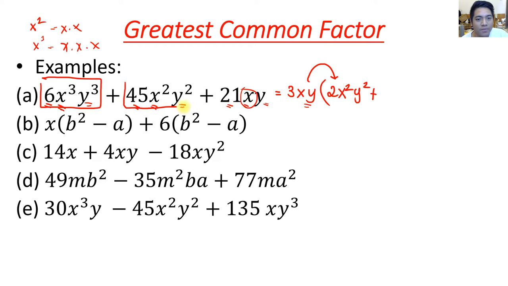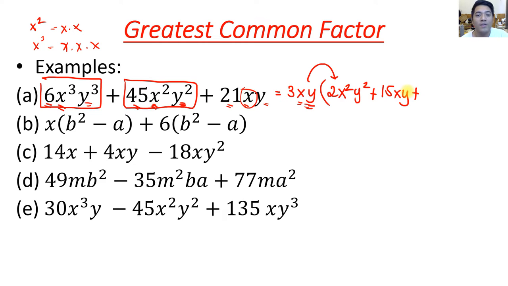Moving on to the second term, we have 45x squared y squared. So, 45 divided by 3 is 15, so that if I multiply 3 and 15, that is 45. I factor out 1x here, so this x squared becomes x. And for the y, I factored out 1y, so that would simply be y.